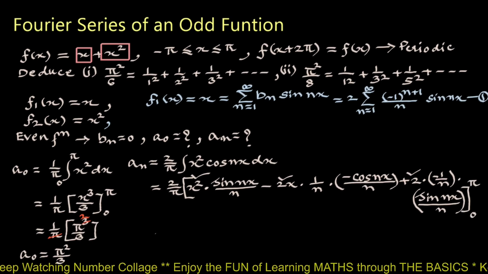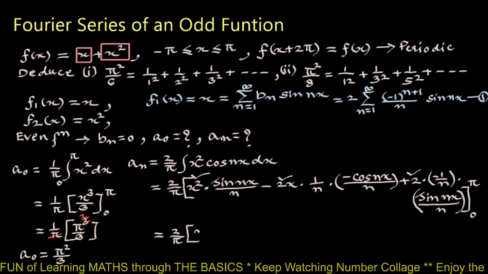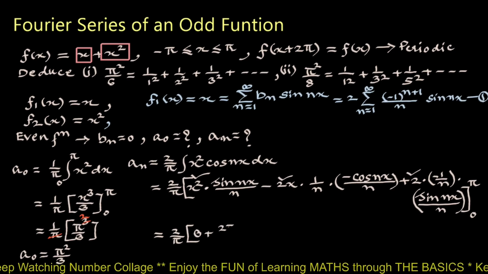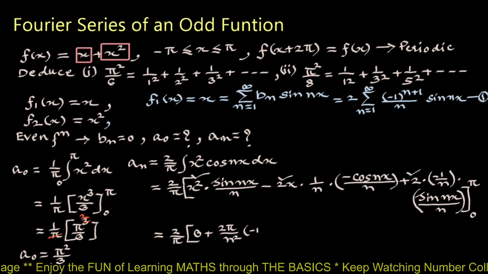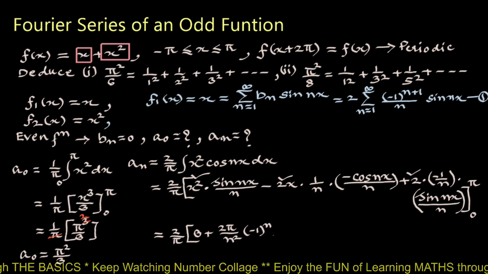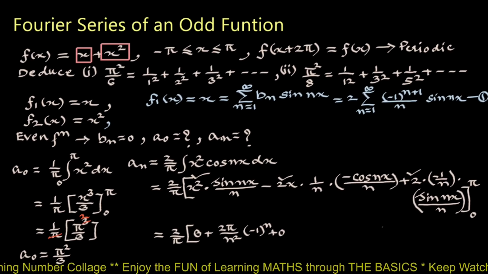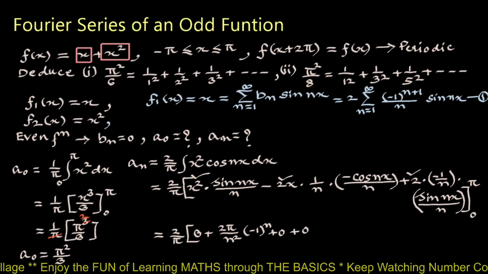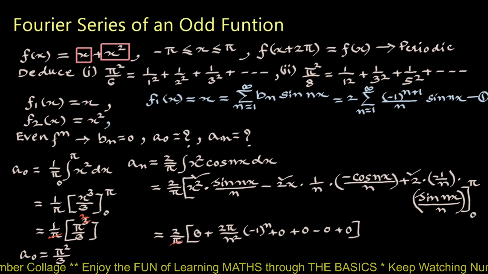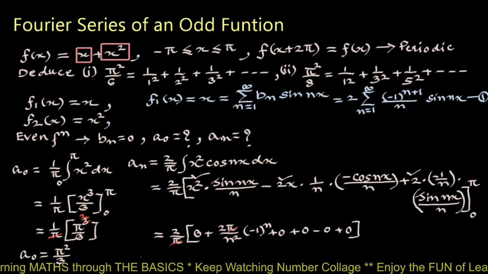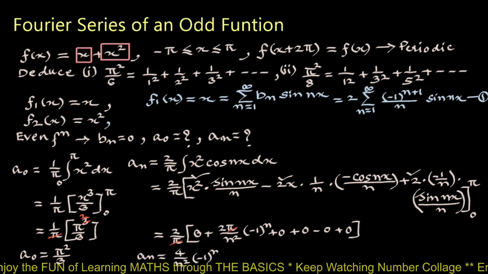Applying the limits, 2 upon pi sin n pi is 0, so the first term will be 0, plus 2 pi upon n square cos n pi, which is minus 1 to the power n. Further, sin n pi is 0, so the third term is 0. Applying the lower limit, plus 0 minus 0, sin 0 is 0, so 0 again. Cancelling pi, we get an equals 4 upon n square minus 1 to the power n.